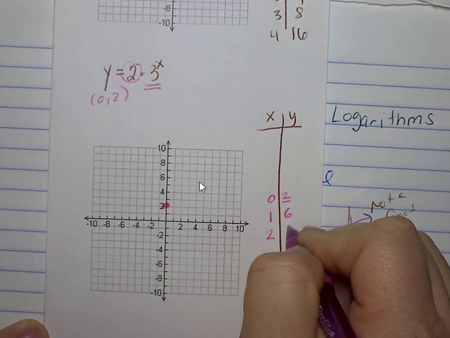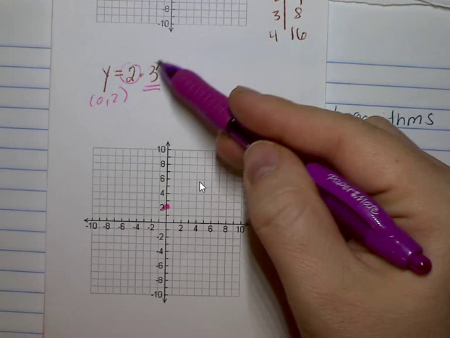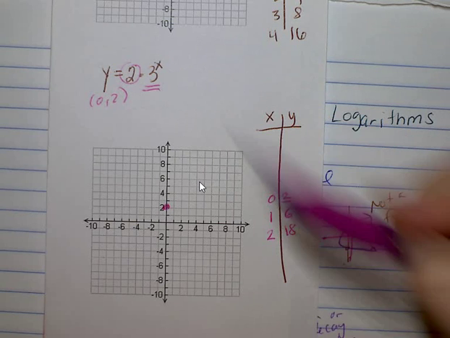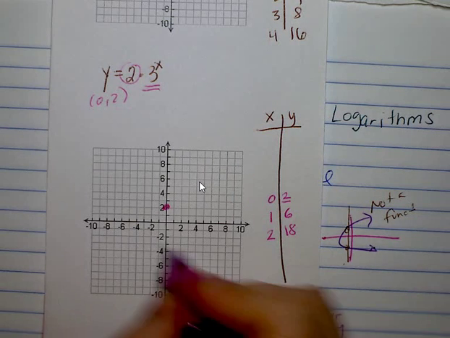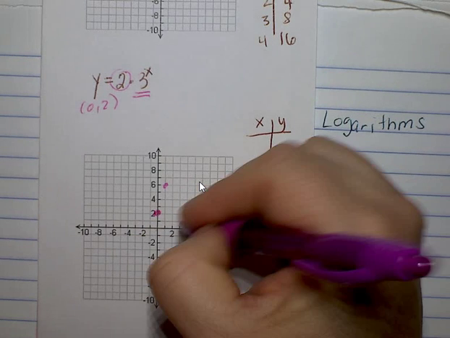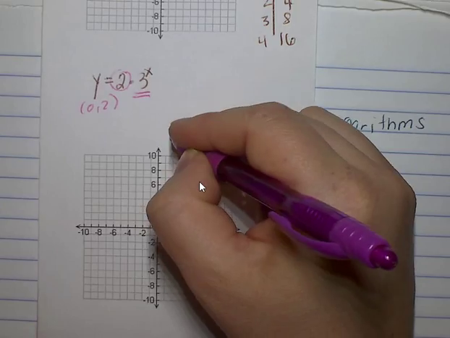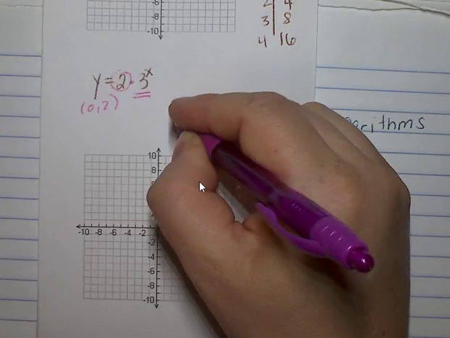So I go back here. 2 times 3 is 6. 6 times 3 is 18. Okay. So 0, 2. 1 goes with 6. Obviously, this is going to be way off the graph. So here's 10, 11, 12, 13, 14, 15, 16.